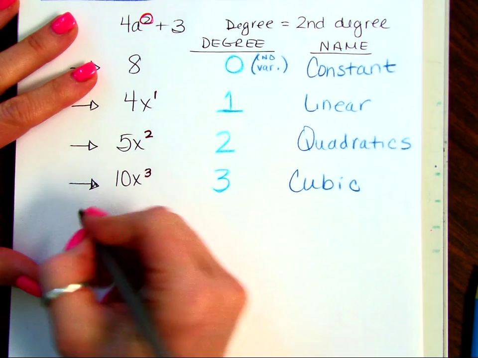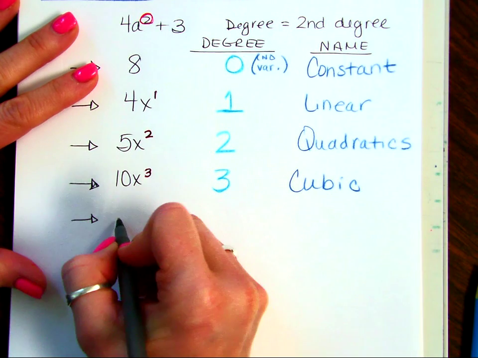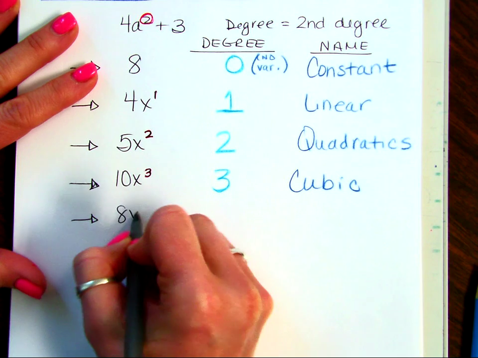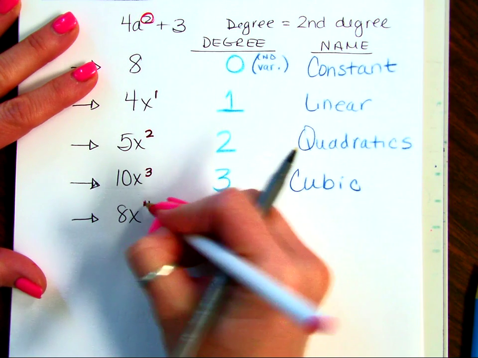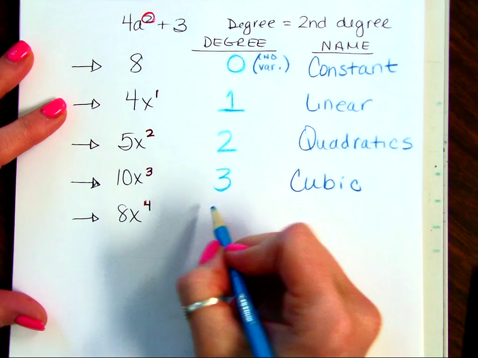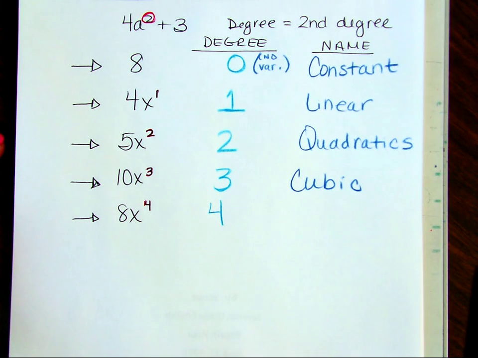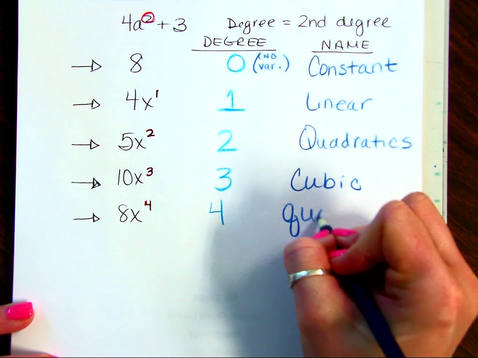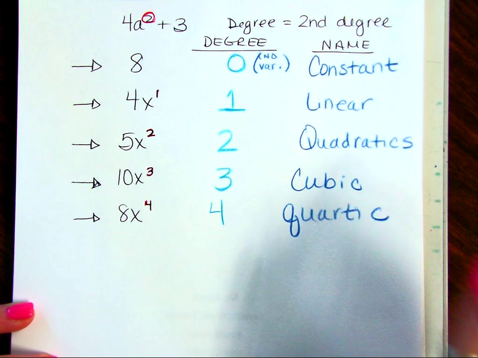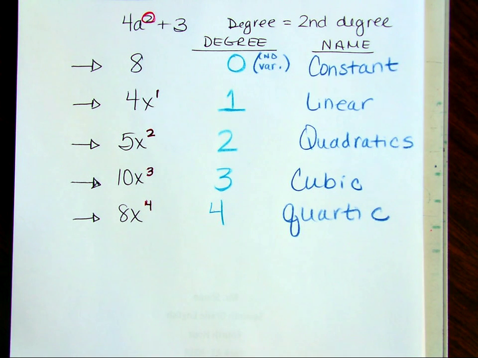Okay. We're going to go up to 5. 8x to the 4th. So a 4th degree, you would expect it to be a quadratic, but we call this a quartic. I know. Sounds like quarter. Yeah, which makes you think 4. Quartic.